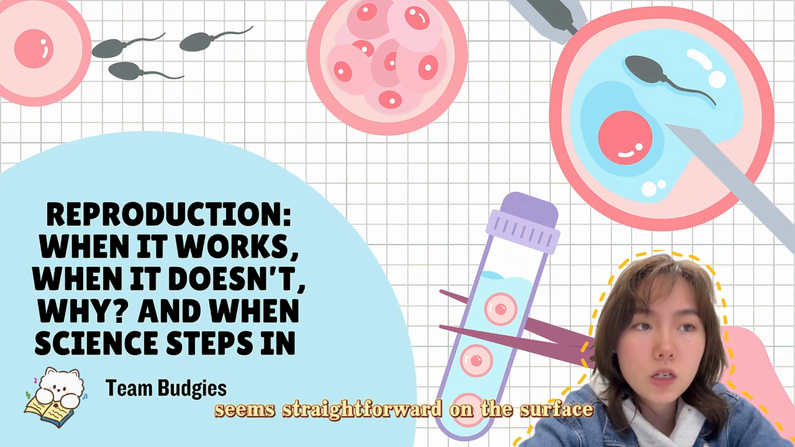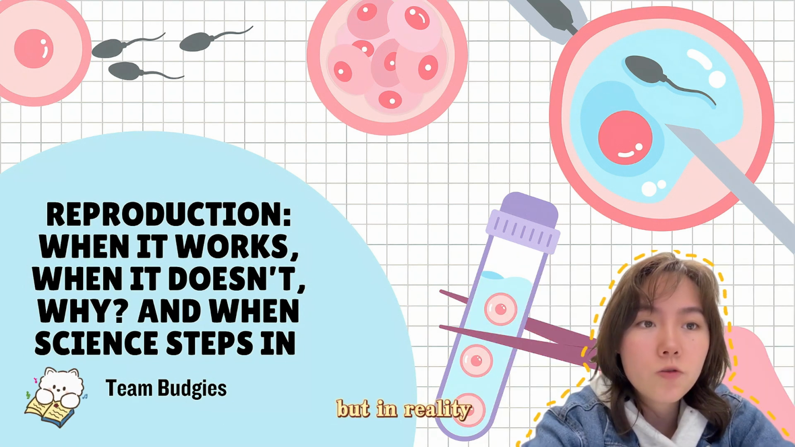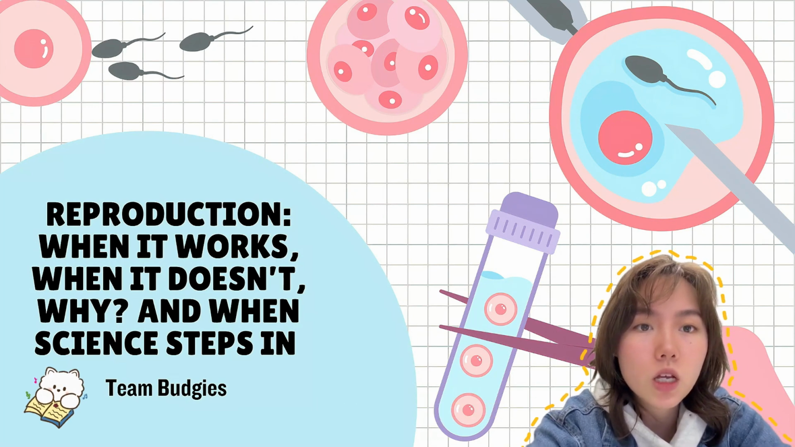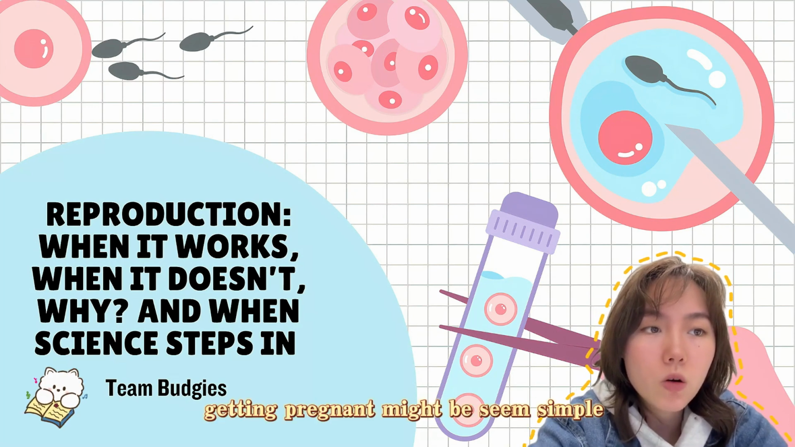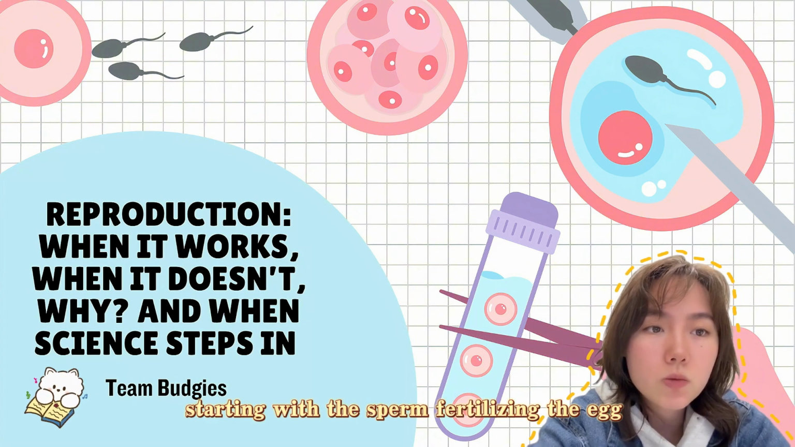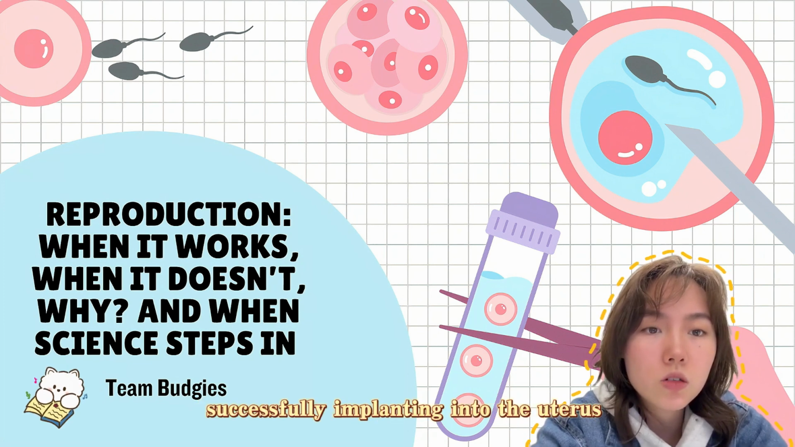Human reproduction seems straightforward on the surface, but in reality, it involves a tightly coordinated sequence of biological events. Getting pregnant might seem simple, but there's actually a whole chain of things that need to go right, starting with the sperm finding the egg, and ending with the embryo successfully implanting into the uterus.